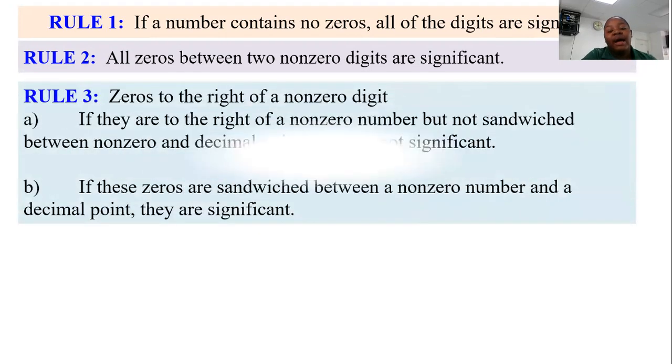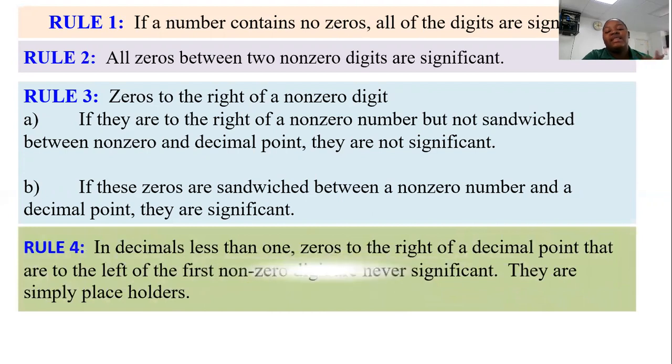Rule number 3 has 2 parts. The first part tells us that if a 0 is to the right of a non-zero number, but it is not sandwiched between the non-zero number and a decimal point, then that number is not significant. But if the 0 is sandwiched between a non-zero number and a decimal point, then that number is significant.